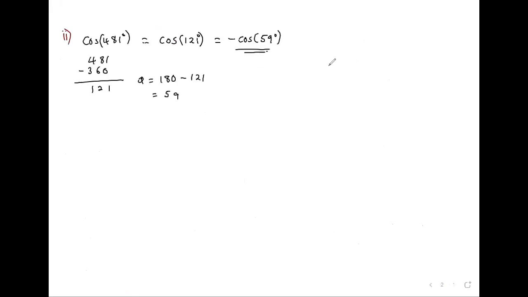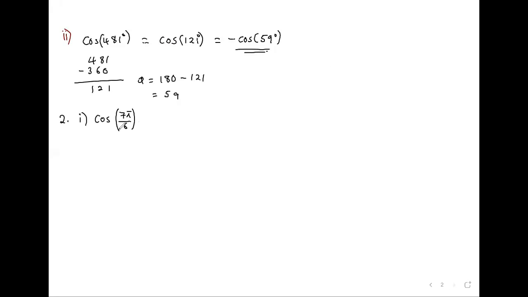Okay, so we go to question 2 now. So 3 and 4, you guys can do those. Write down the values of the following, leaving your answers in terms of surds where possible. 1, cos 7 pi over 6.